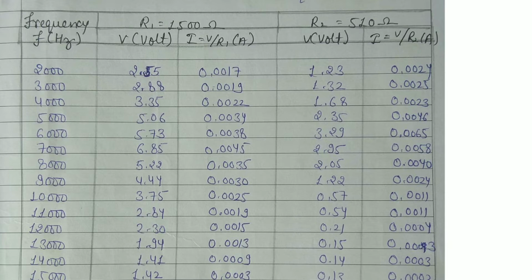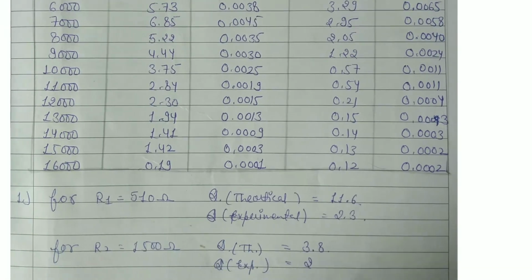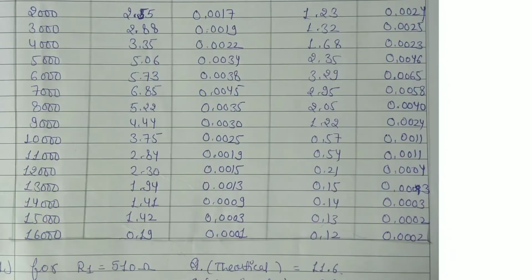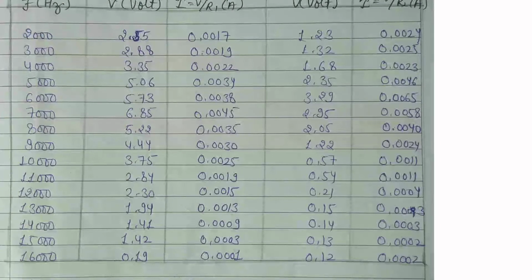4000 hertz frequency gives a voltage of 3.35 volt. We obtain maximum voltage, you can see, at 7000 hertz, which is 6.85 volt.